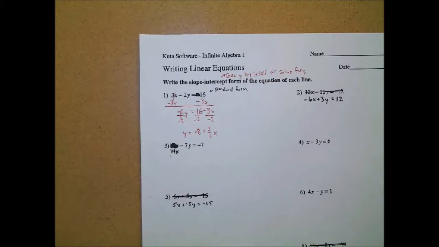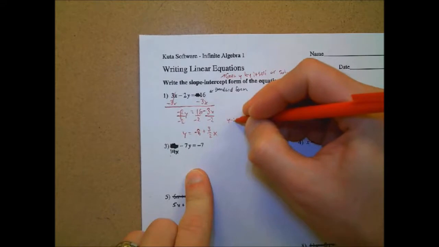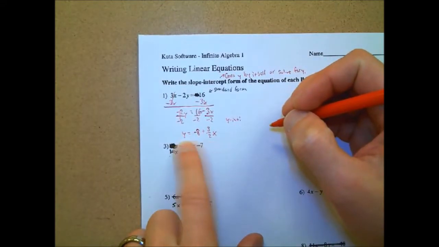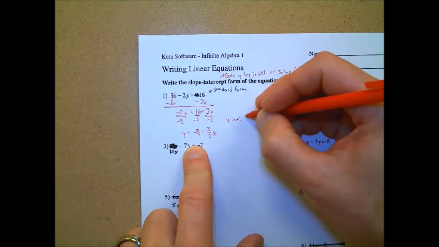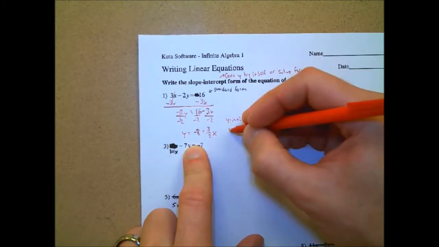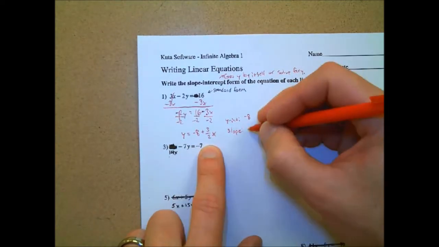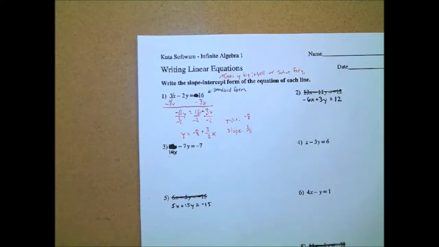So slope-intercept form is y equals mx plus b or y equals b plus mx. It doesn't really matter the order in that sense. We just need to be able to pull out the information here. So what is the y-intercept according to this? -8. Okay. What is the slope according to this? 3 over 2. Okay? And so there's our important information.